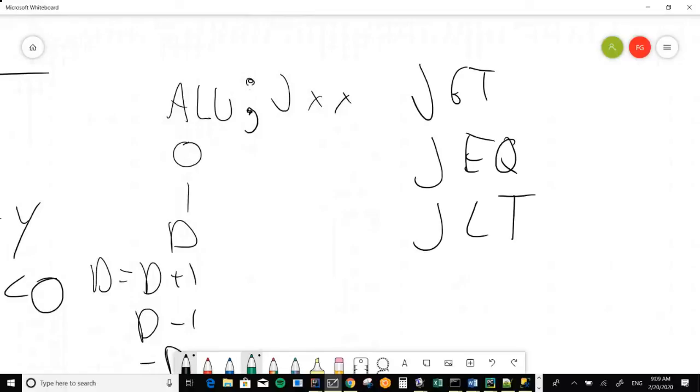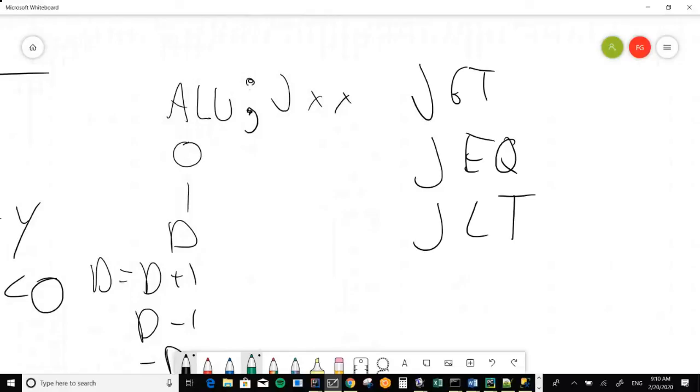JLT, jump when you're less than 0, happens when the NG flag has been set on the output of the ALU. And then JGT can happen when neither the ZR nor the NG flags are set. And you might remember that from building your CPU. Okay? So that's fine as far as it goes.